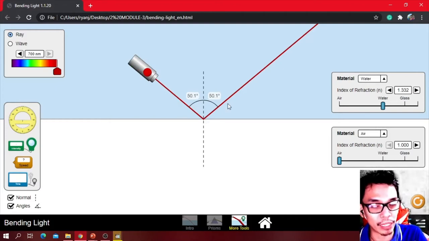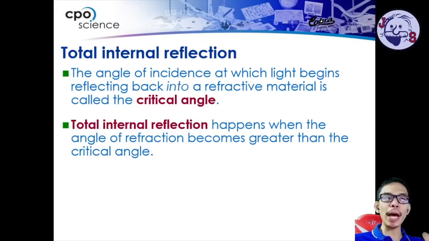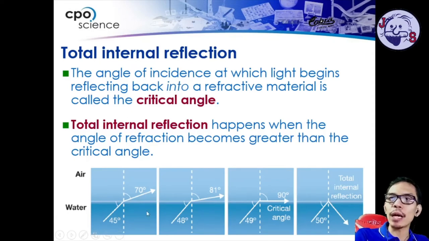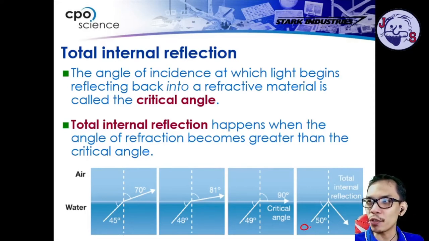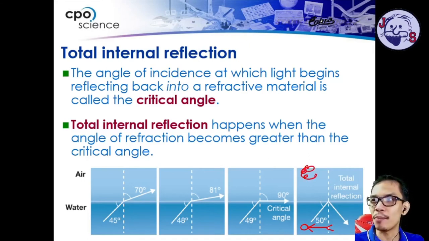So that is why it is called total internal reflection. Mostly, total internal reflection happens when you dive underwater and then try to look at the sky above. Supposedly you are here underwater, and you try to look at the sky above. So this is the sky above.